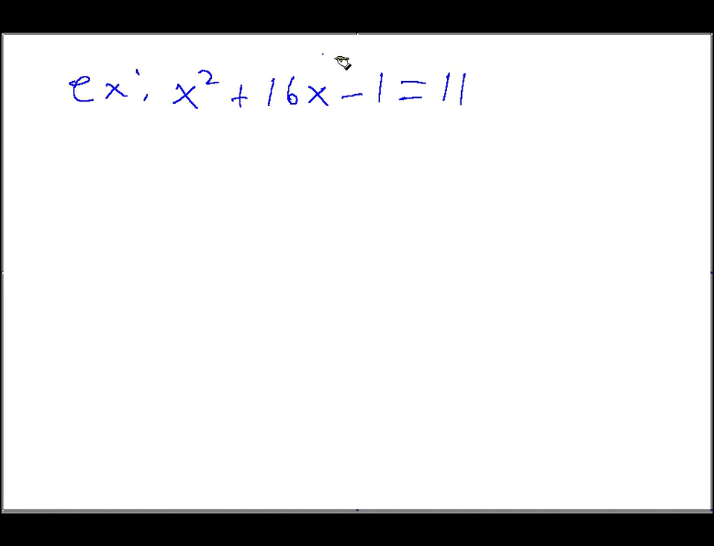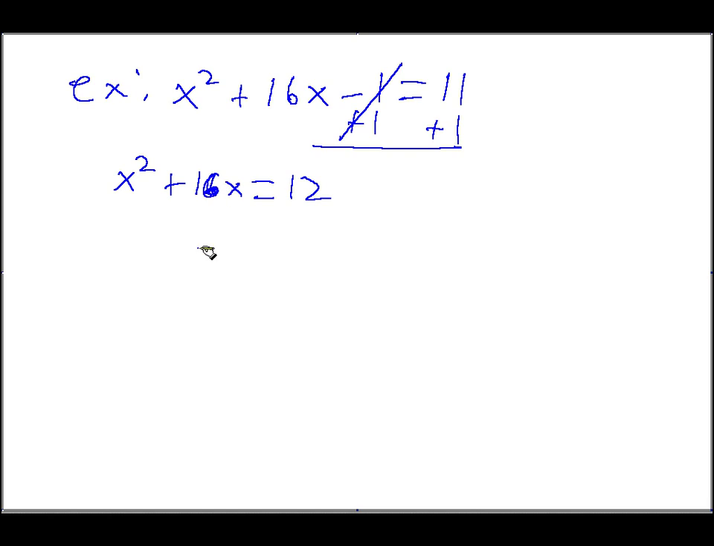So again, the left-hand side is not a perfect square at the moment. So what do I do first then? Well, I'm going to get this constant term to the right side. I'm going to add 1 to both sides. Okay, so can we see that? So I get x squared plus 16x equal to what? 12. All right.